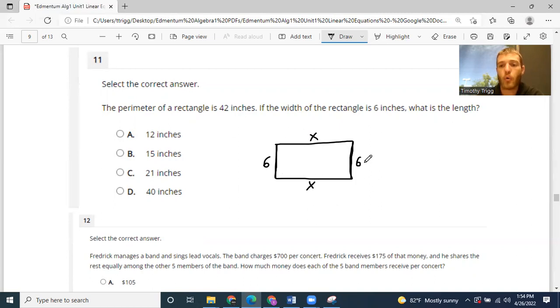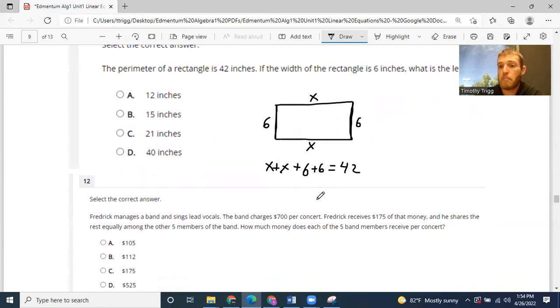Now, we know the total perimeter is 42. So if we add up all these edges, that's 42. So that's X plus X plus 6 plus 6 equals 42. Now we can combine like terms. X plus X is 2X plus 6 plus 6 is 12 equals 42. Go ahead and solve it from there. You'd subtract 12 on both sides would be your next step.